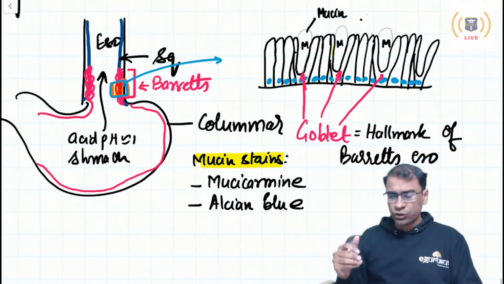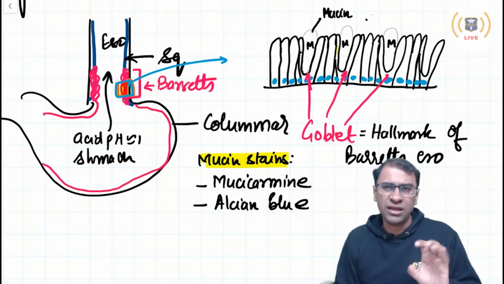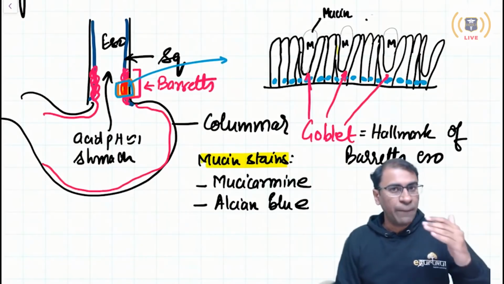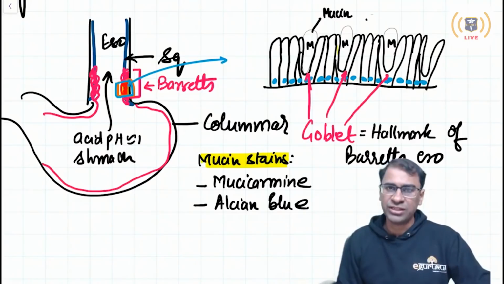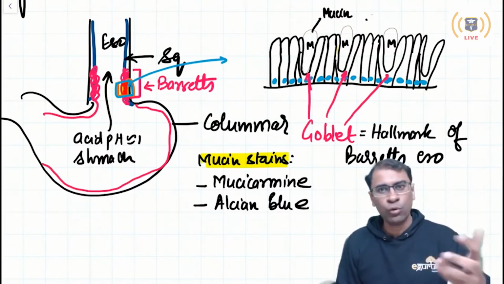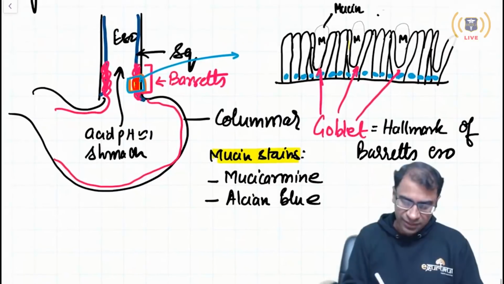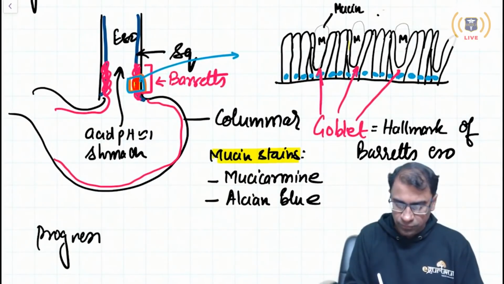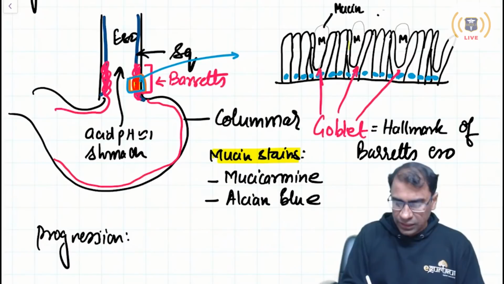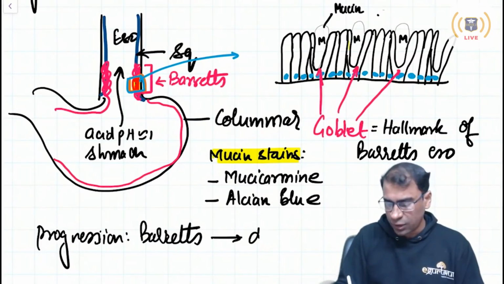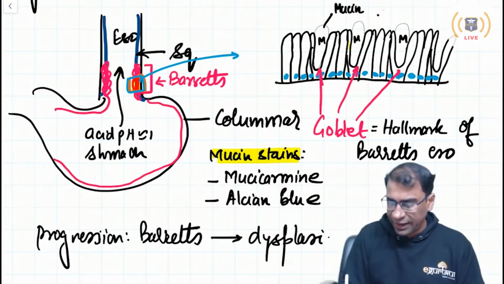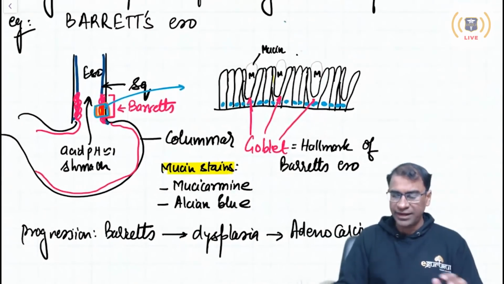Now, the second thing you should know is, metaplasia is not always normal. A metaplasia can change very well to dysplasia, which can then go into adenocarcinoma. So we should also write here the progression. The Barrett, which is definitely a type of metaplasia, can go to dysplasia, and dysplasia can then progress to adenocarcinoma.